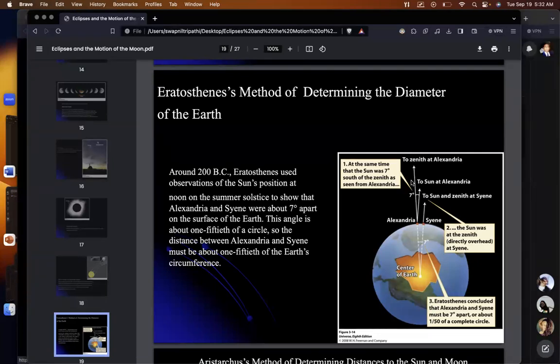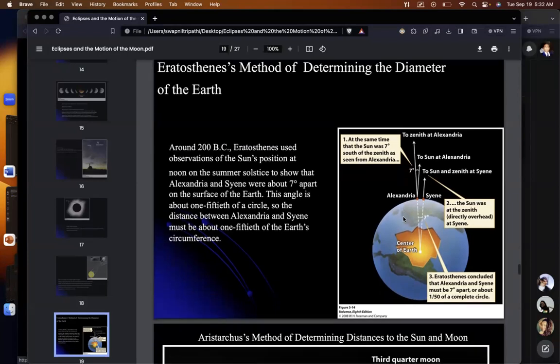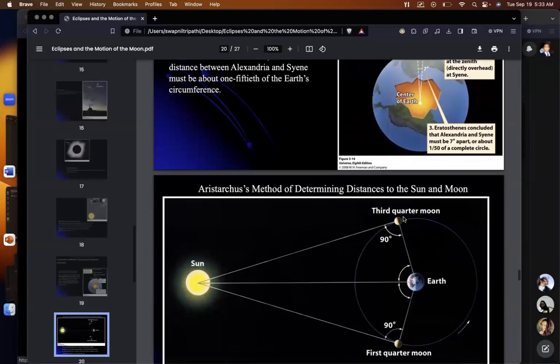So 7 degrees is about 1/50th of the whole circle. And so if that is 1/50th of the whole circle, he reasoned that the distance between Alexandria and Syene is about 1/50th of the whole circumference of the earth. And so whatever distance was measured, he multiplied that by 50, and he said that that was the circumference of the earth. And that's how he measured the size of the earth.